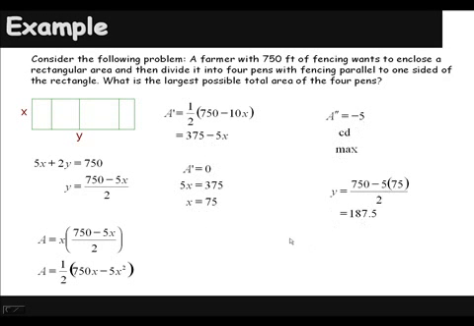When x is 75, y is 187.5. 75 times 187.5 gives me an area of 14,062.5 square feet. That's my maximum or largest possible area.